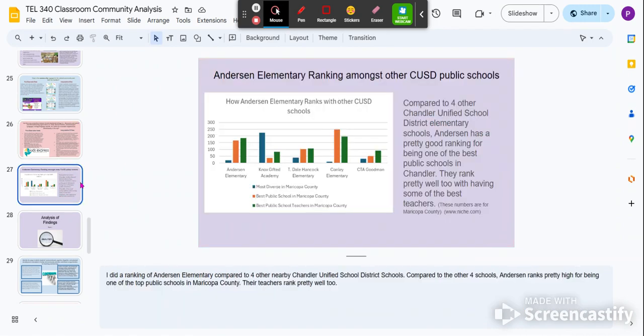I did a ranking of Anderson Elementary compared to 4 other nearby Chandler Unified School District schools, including Knox Gifted Academy, T-Dale Hancock Elementary, where I work, Conley Elementary, and CTA Goodman. And compared to those other 4 schools, Anderson ranks pretty high for being one of the top public schools in Maricopa County, and their teachers rank pretty well too.